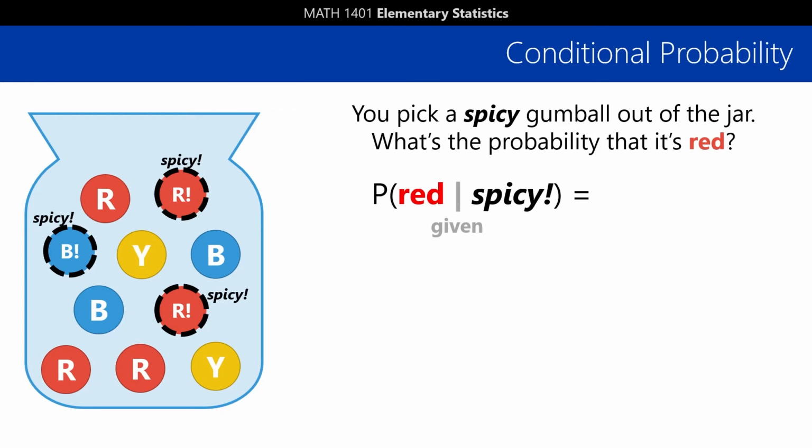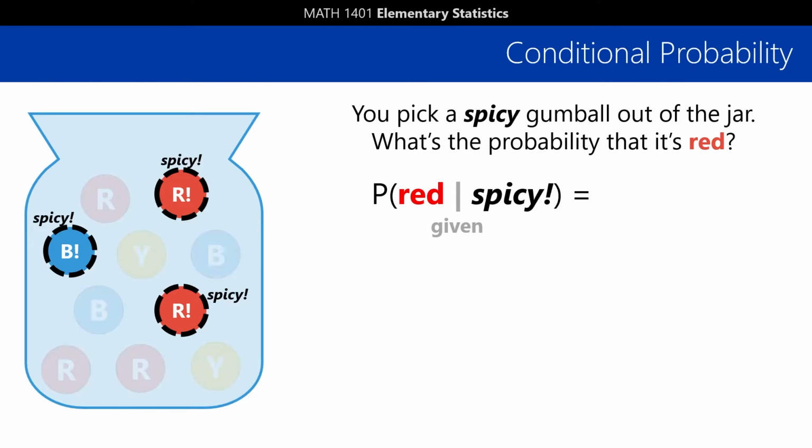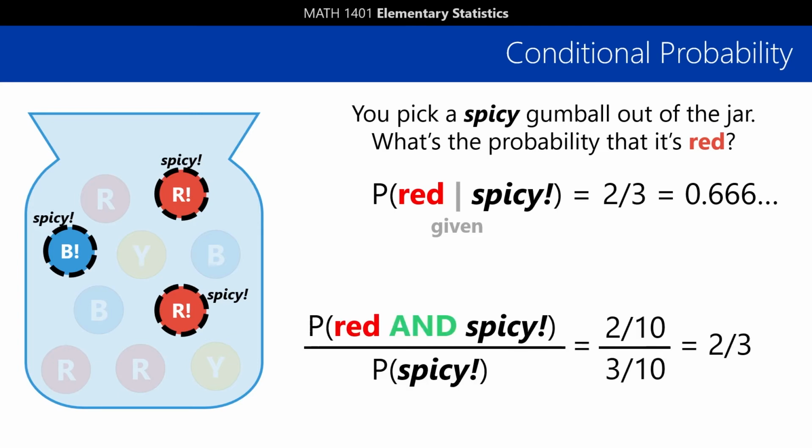This time, being spicy is the given information that we already know, and being red is the new information we're trying to find out. So now, since we already know the gumball is spicy, we're restricting ourselves to just the 3 spicy gumballs. Of those, 2 are red. So the probability of the gumball being red, given that it's spicy, is 2/3. Again, we can use the individual probabilities to calculate this. And once again, the given information is what goes in the denominator.